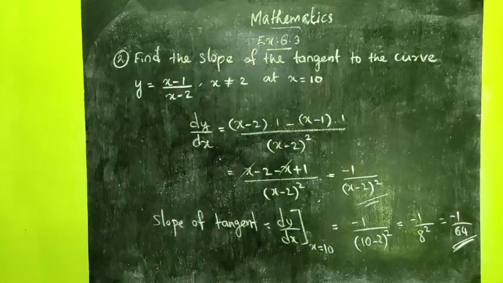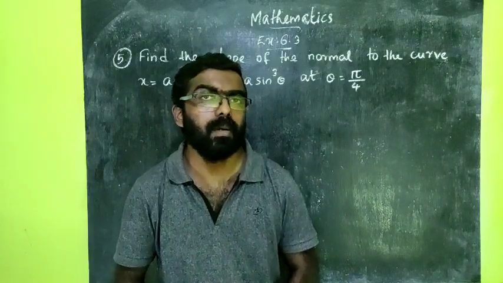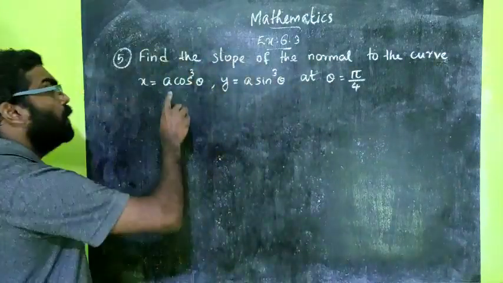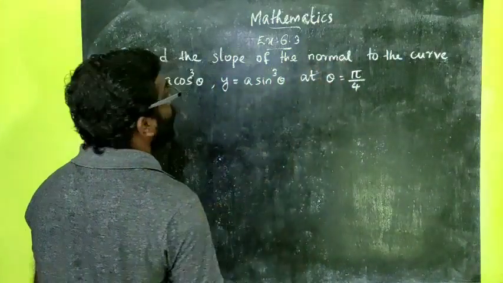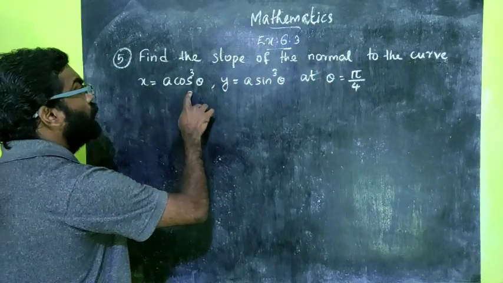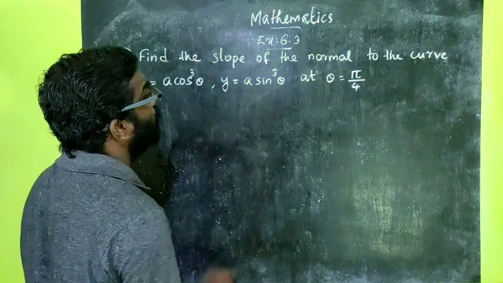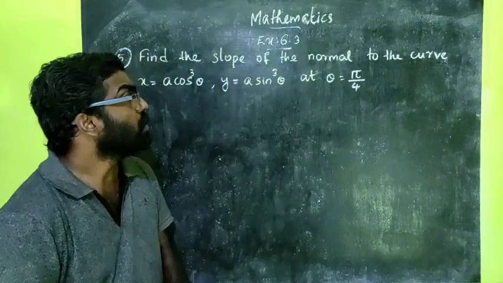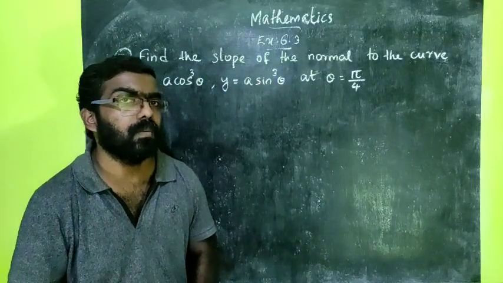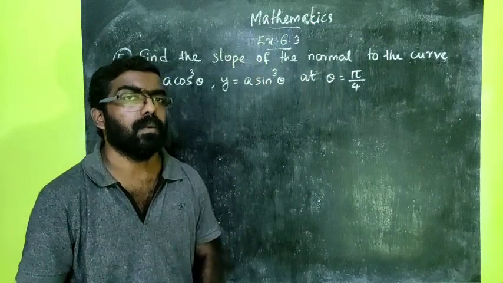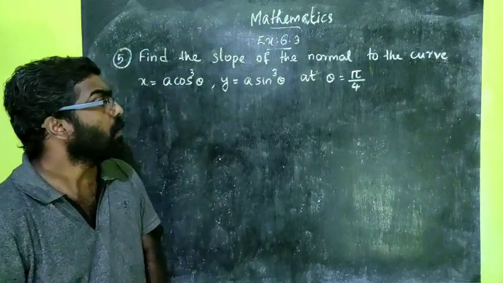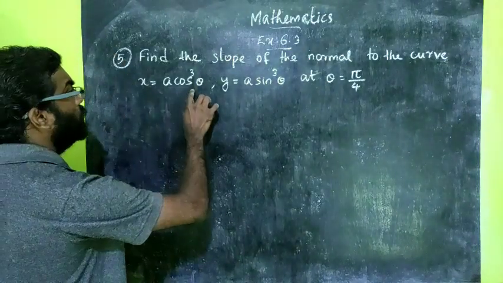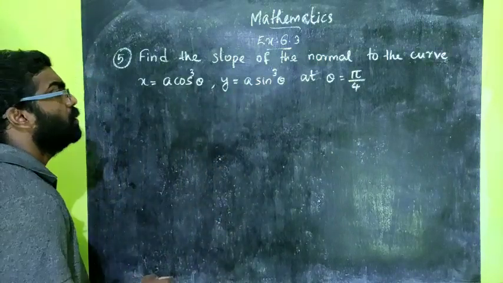Understood? The third and fourth questions are of the same model, so you can do them yourself. Okay. Now we move on to question number 5. Find the slope of the normal to the curve x equal to a cos cube theta, y equal to a sin cube theta, at theta equal to pi by 4. Here we have to find the slope of the normal, and we know the slope of the normal is minus 1 by dy by dx, or minus 1 by f dash of x0. Here the functions are given in parametric form.